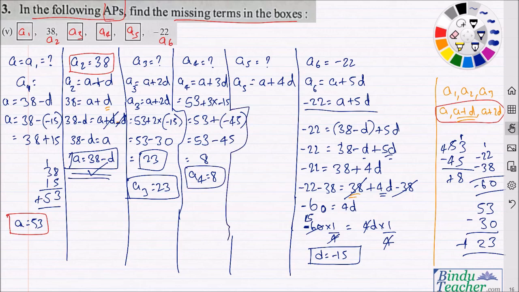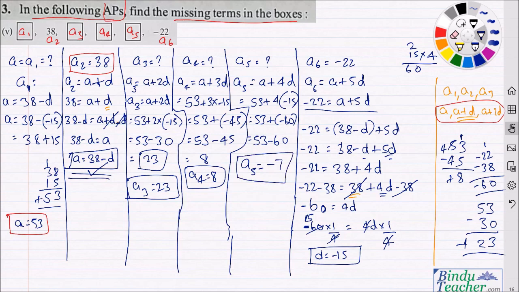Similarly, let's calculate a5 also. a5 equals 53 plus 4 into minus 15, which equals 53 plus, let's calculate 15 into 4, which I believe is 60, but let me be sure. 5 into 4 equal to 20, and 4 into 1 equal to 4, plus 2, 6, so it is 60. And mind you, it is minus 60, right? So we have 53 minus 60. So the value of a5 equals minus 7, because the larger number has the sign minus, a negative number. So we have minus 7.